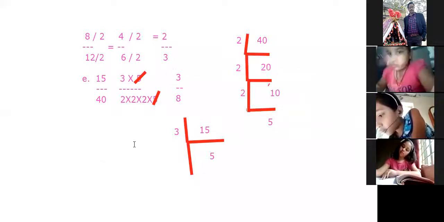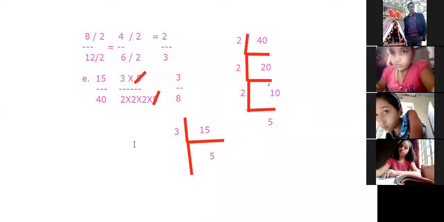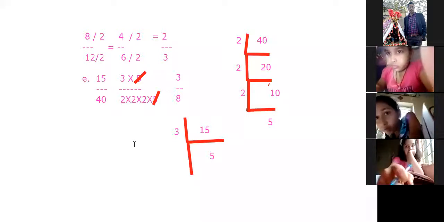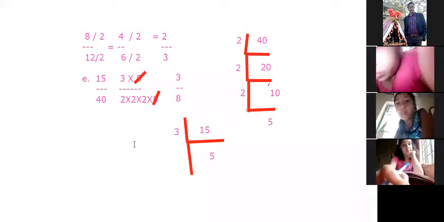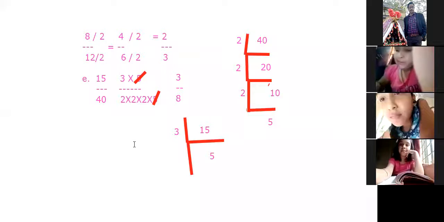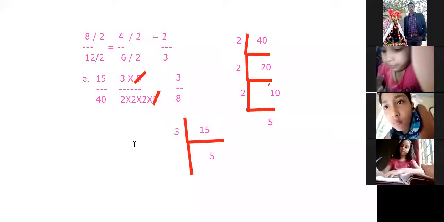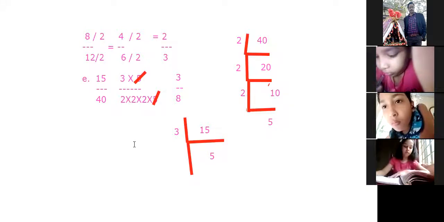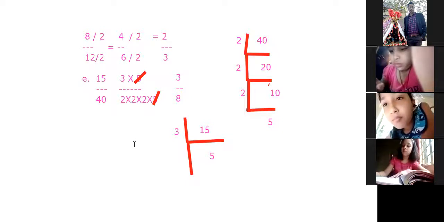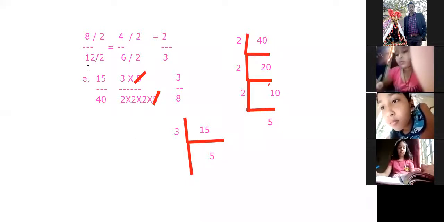How did I get 3 by 8? You see that 5 and 5 I have cancelled, so whatever remains I multiply. 2 into 2 into 2 is 8, and 3 into 1 is 3. So that is the result. So number E is explained properly, and if you want to do it in the division method also, you can use the previous method.